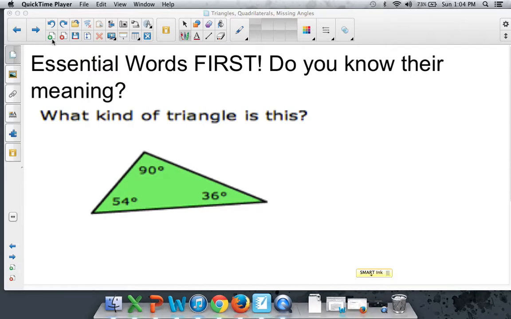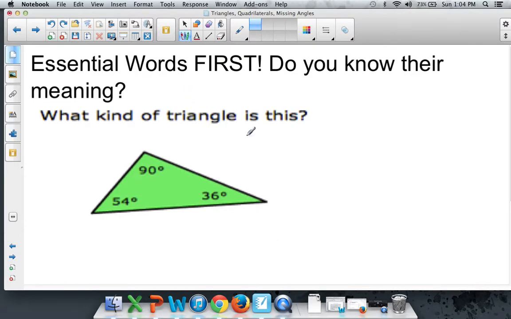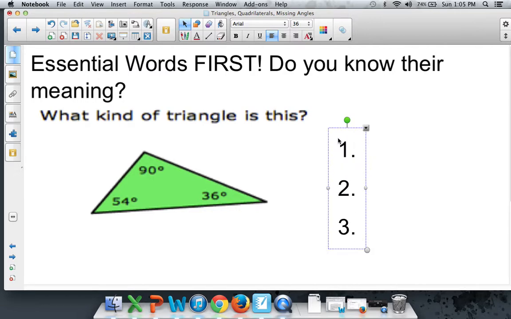Let's do some math. Here we go. What kind of triangle is this? All right, fine. Now, yesterday, or on video 1, and if you haven't watched video 1 or you weren't in class yesterday, we talked about what makes up certain kinds of triangles. I told you that there are 3 kinds that we need to know about right now.